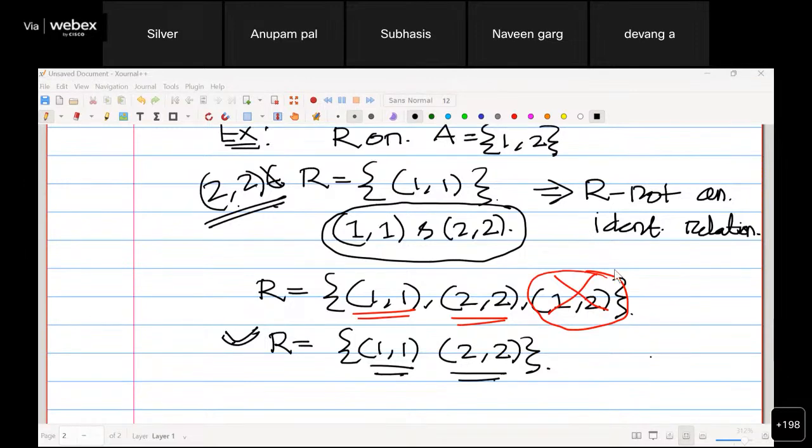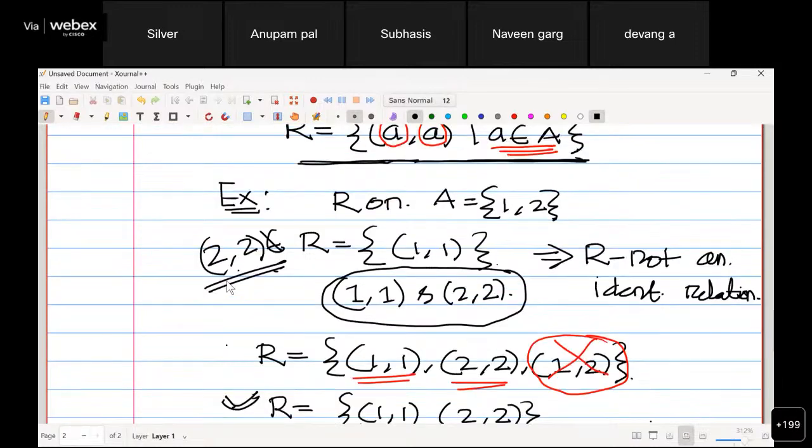Okay, can you repeat it, sir? Sorry, which part is not clear to you here? Sir, can we have A having 1, 2, and 3? Then what should be the R? So if you consider, what is your R? Can you tell me? That should be 1, 1, 2, 2.